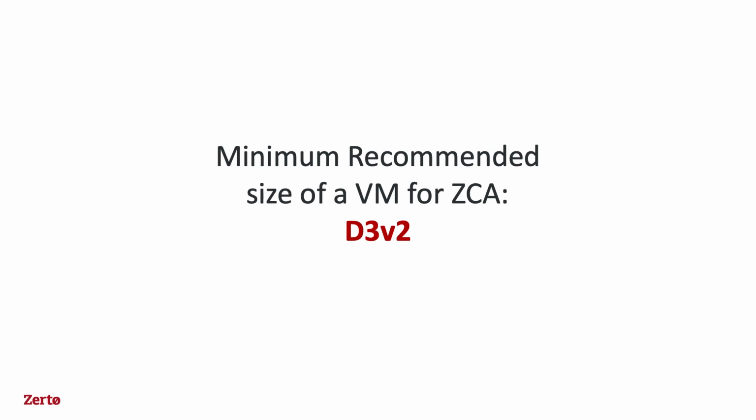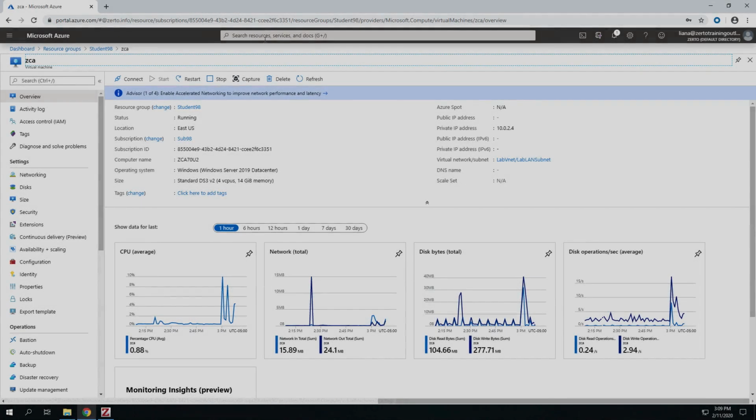Zerto can be installed on other VMs in the cloud if there are stringent OS restrictions. The minimum recommended size of a VM where a ZCA can be installed is D3v2. Prior to installing Zerto on your Azure VM, you must first enable Managed Identities.